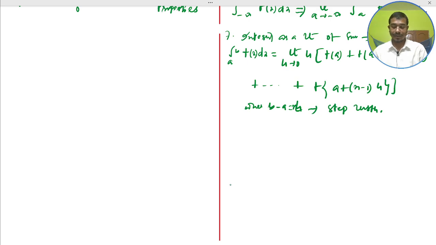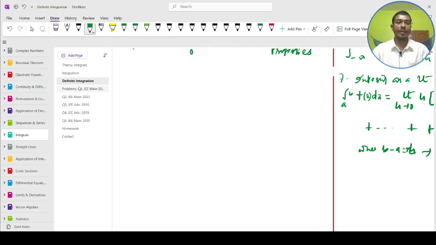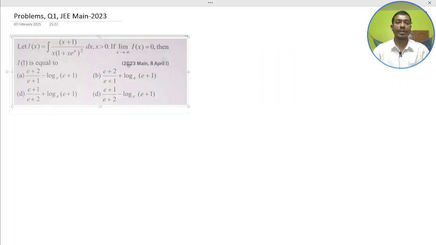So we just now complete our theory section of the integrals. Now we go ahead with the problem discussion session. First one is a very recent question coming in JEE Main 2023. It says, let I(x) equal the integral of (x plus 1) divided by x times (1 plus x e to the power x) whole square dx, x greater than 0. If the limit as x tends to infinity of I(x) equals 0, then find the value of I(1). Please try to solve this question.